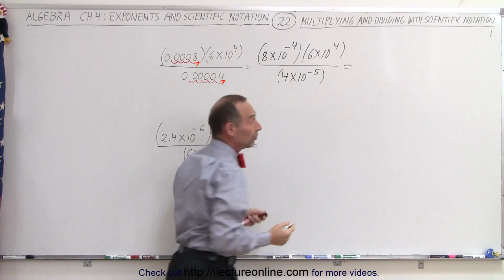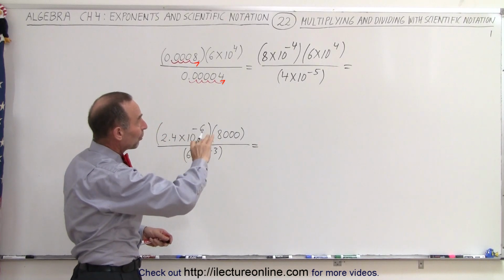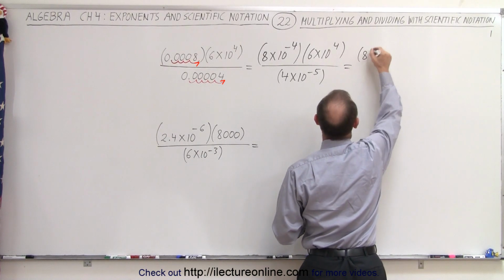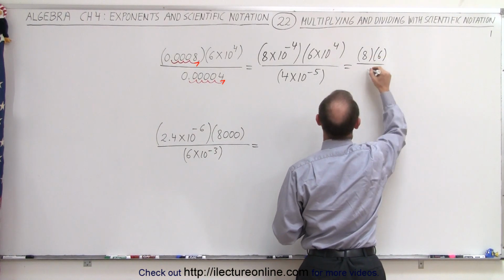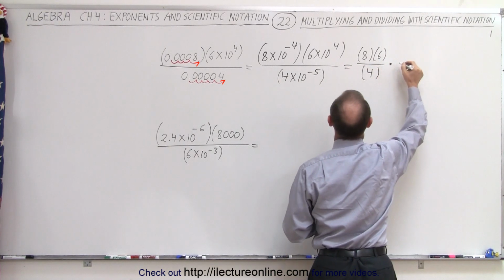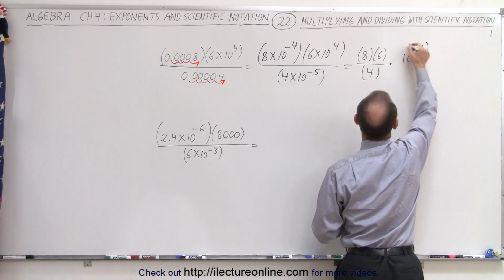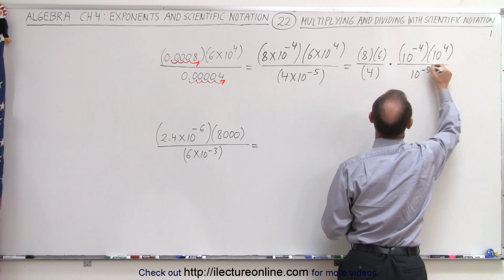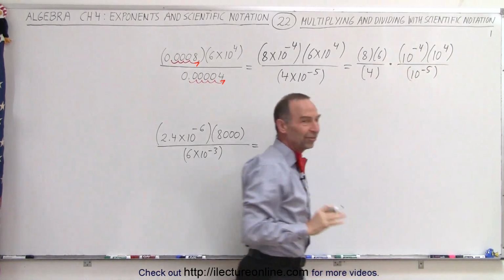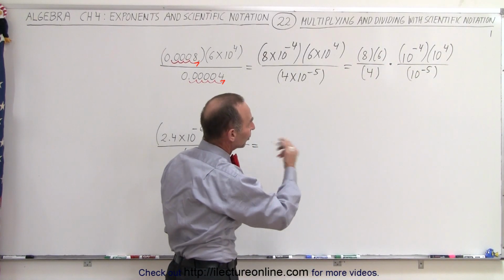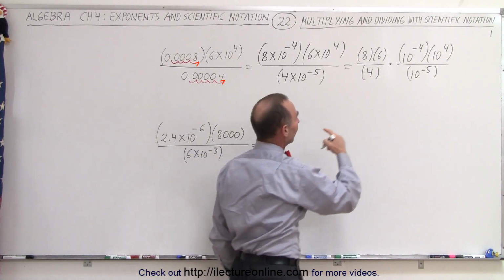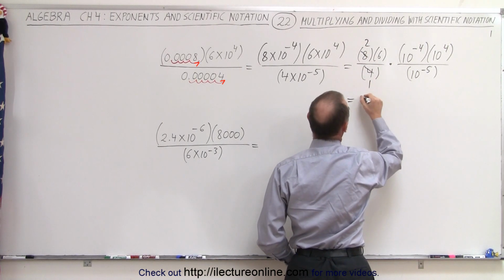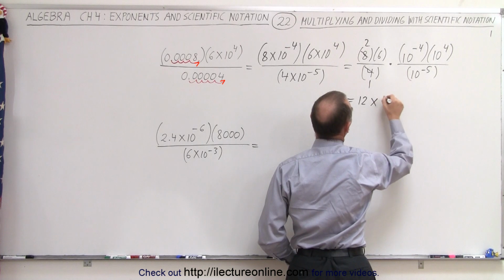The next thing we do is we separate the factors in the front from the portions where you have 10 with some exponents. So we write those separate like this. We write 8 multiplied times 6 and divide by 4. And then we multiply that times 10 to the minus 4, which is multiplied times 10 to the positive 4, which is divided by 10 to the minus 5. And then we operate on those separately. On the left, this is simply multiplying 8 times 6 and dividing by 4. We know that 8 and 4 are both divisible by 4, so this becomes 2 and 1. So this becomes 12 multiplied times 10.